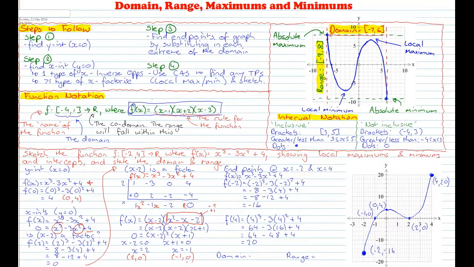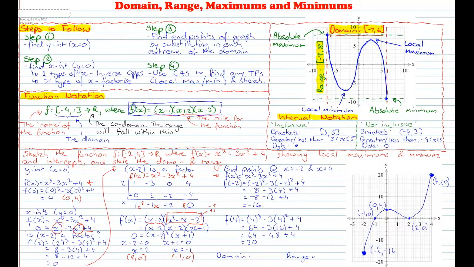Excellent. Now what I need to do is go through and find my endpoints. So my endpoints are going to be at the very extremes of the domain, so that it's negative 2 to 4. So therefore my endpoints are going to be x equals negative 2 and x equals 4. So I've got to substitute negative 2 into my equation f of x that you can see here.